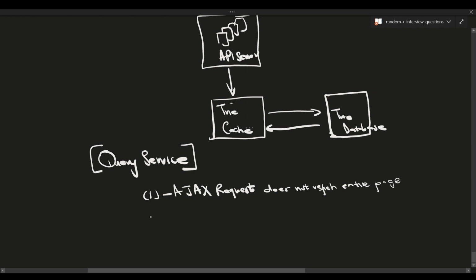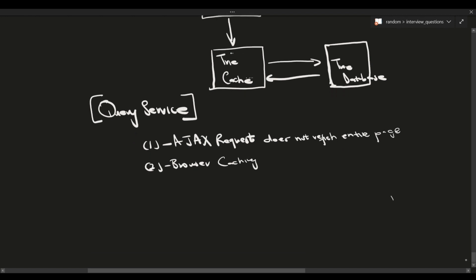Then we can have browser caching. Some of the search queries that the user has made, we can cache them on the browser. So we do not have to hit the services on our server. The user can get this from the browser. So this is way too fast because it's right next to the user.